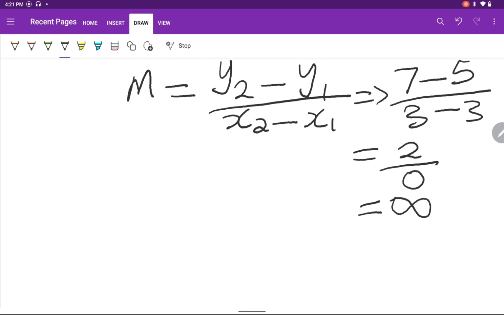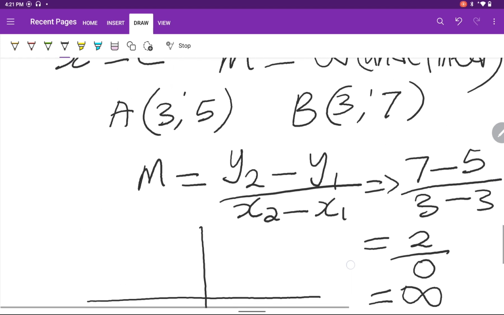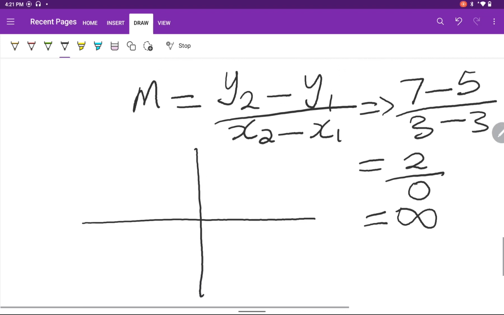But then, if we go back to the Cartesian plane and try to draw this line, remember we have point A, which is 3 and 5. So in other words, x is 3. Let's say that x is 3 somewhere here. Then y value is 5. Let's say it's 5 somewhere here. And there's a 7, so there's 7 somewhere here. So 3 and 5, you can see it's this point here. And 3 and 7, you can see it's this point there.